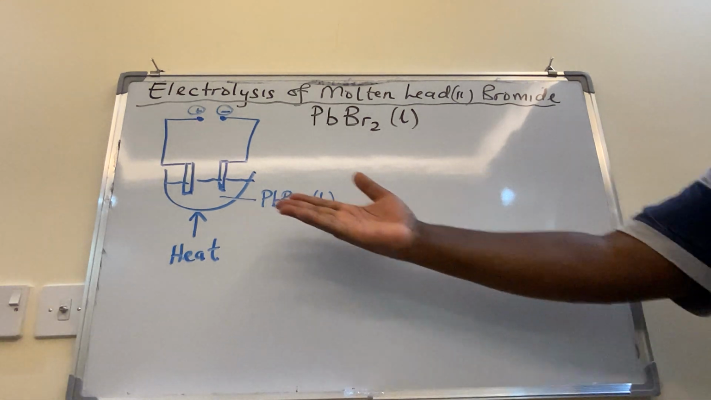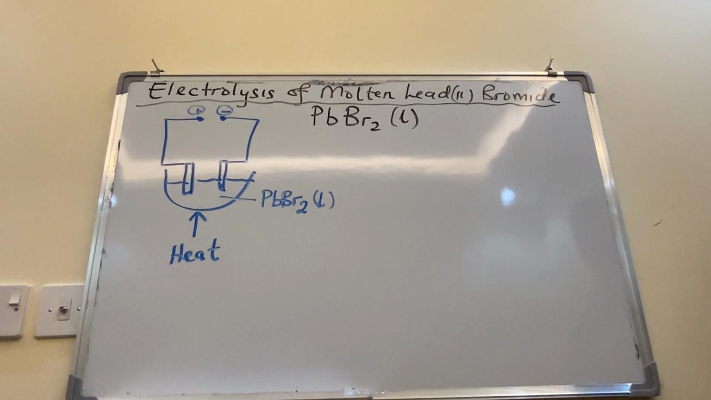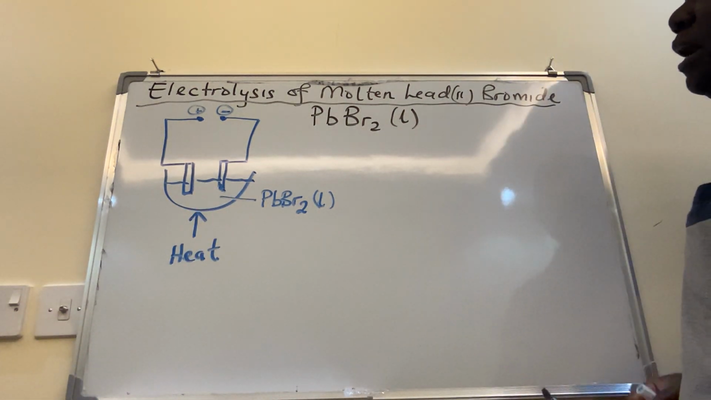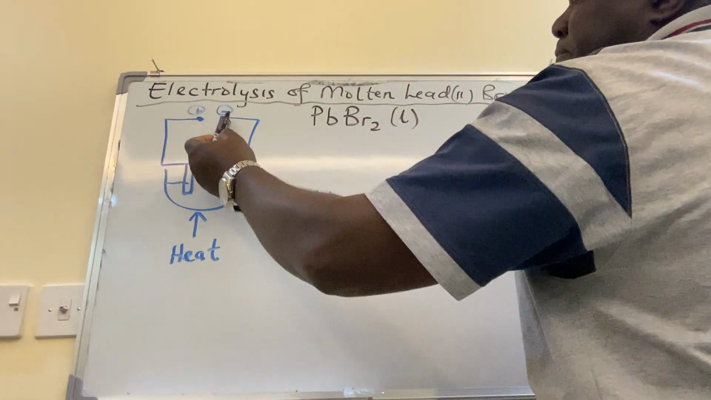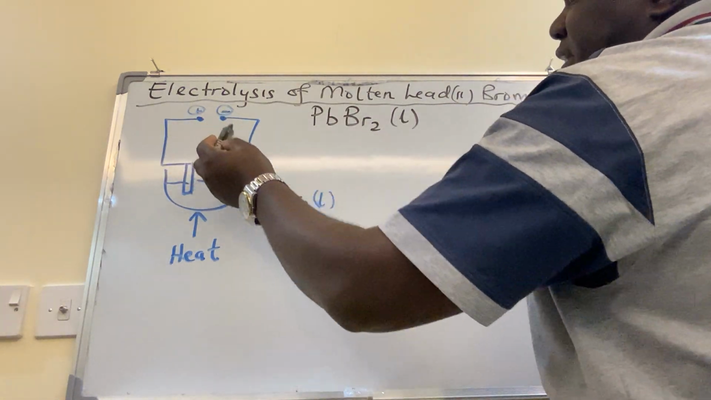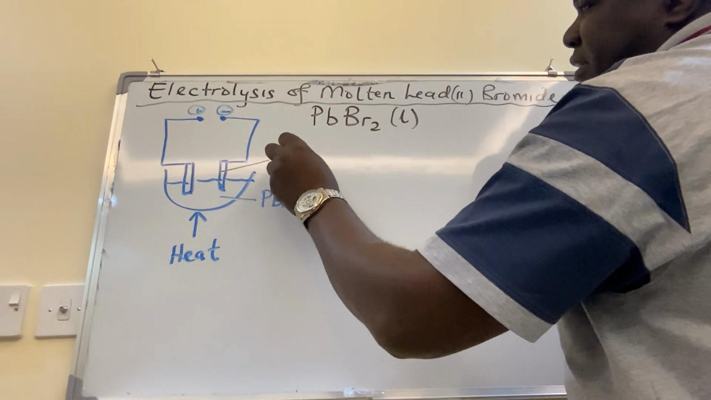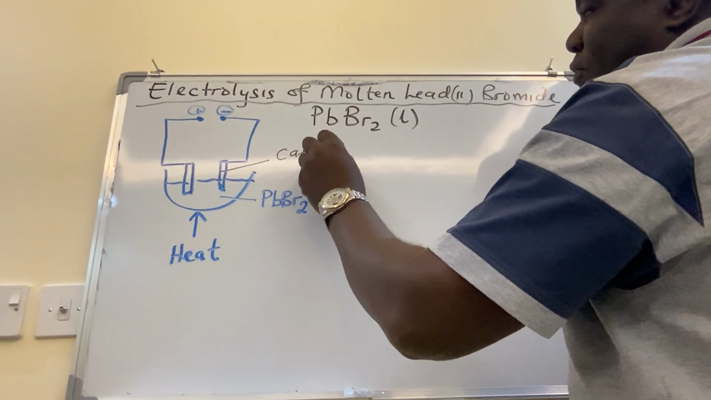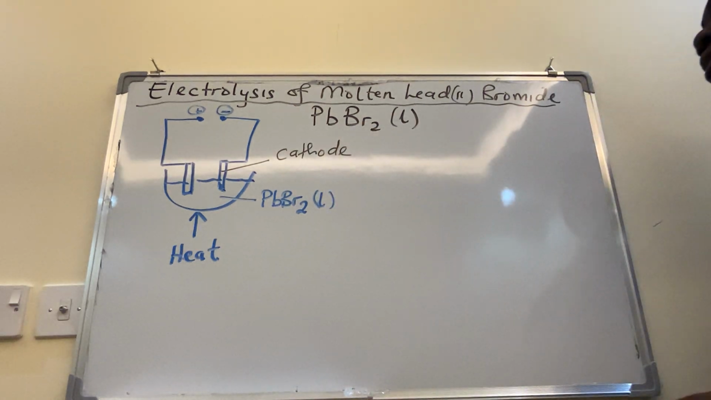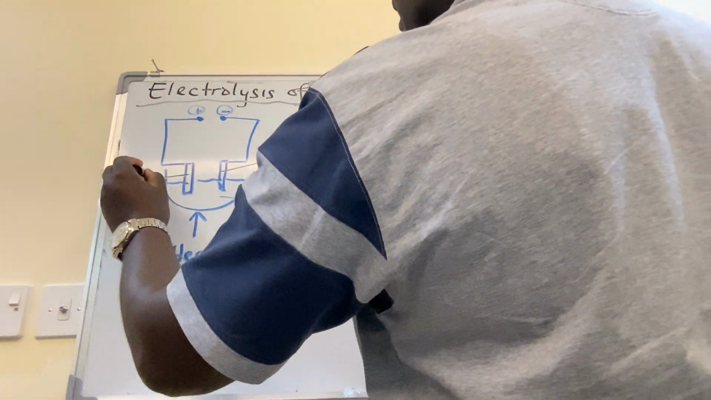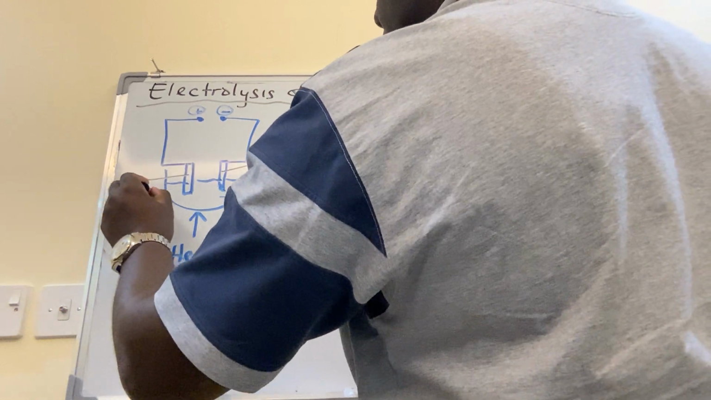I have a very simple diagram which I have put here on the whiteboard. This is our molten lead bromide, which is our electrolyte. We have our power source here, which is negative this side and positive that side. This negative side is going to be our cathode, like we discussed in our previous session. And because this is positive, that is going to be our anode.